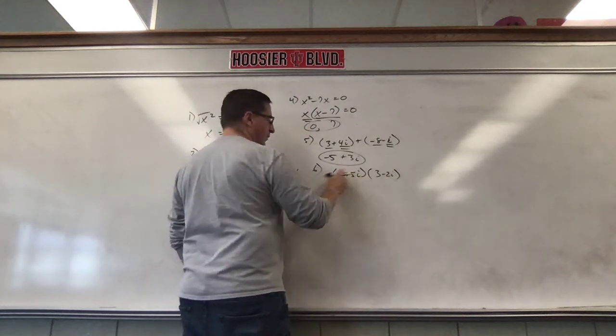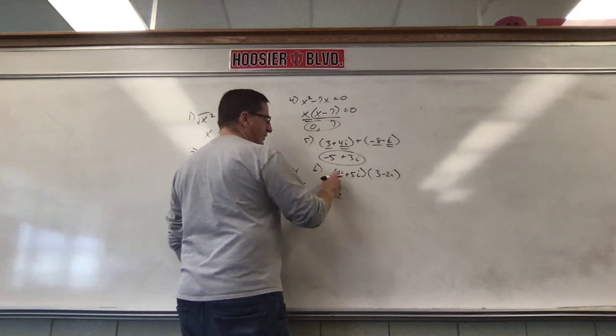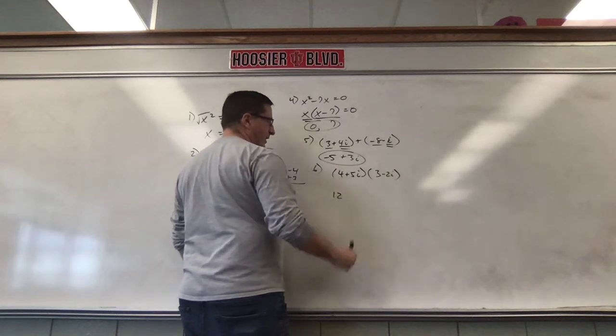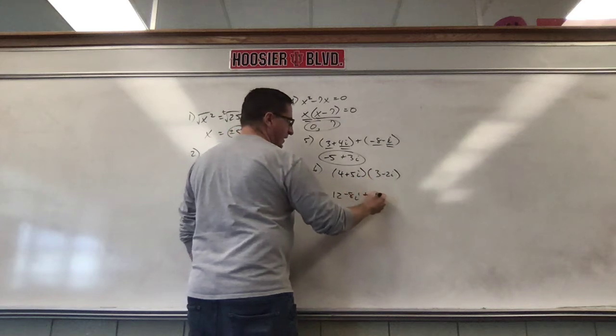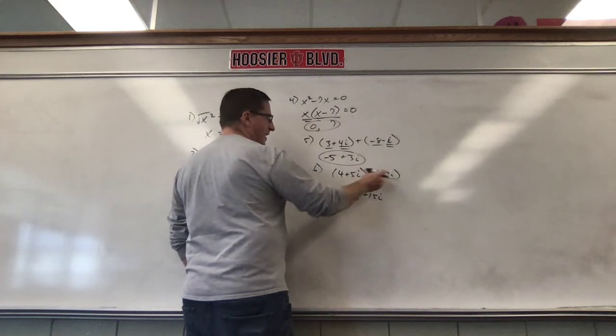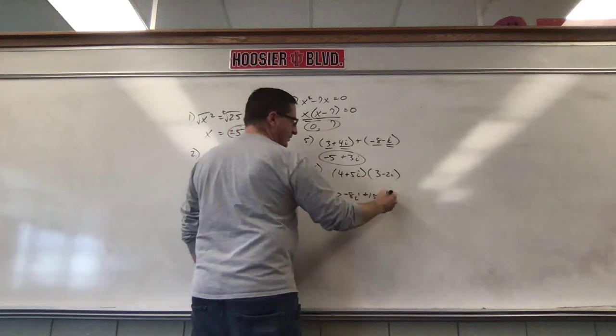Okay, our first terms are 4 times 3, that's 12. Our outers are 4 times negative 2i. Watch your negatives, that's a negative 8i. My inners are 3 times 5i, that's 15i. And my lasts are 5i times negative 2i. 5 times negative 2 is negative 10.